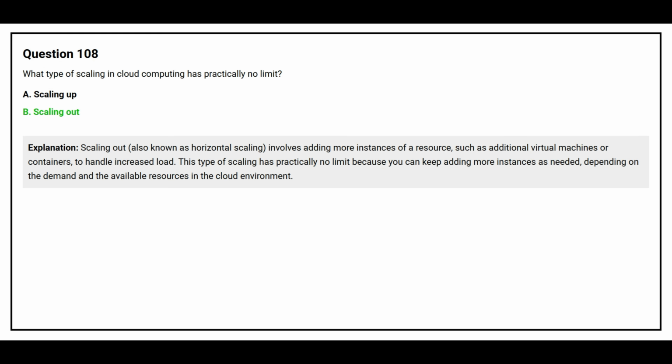Scaling out, also known as horizontal scaling, involves adding more instances of a resource, such as additional virtual machines or containers, to handle increased load. This type of scaling has practically no limit because you can keep adding more instances as needed, depending on the demand and the available resources in the cloud environment.